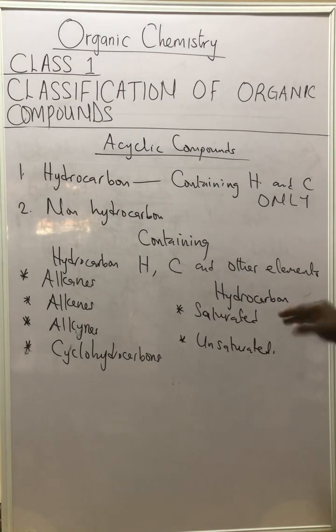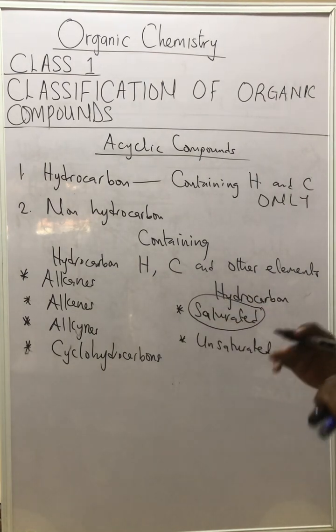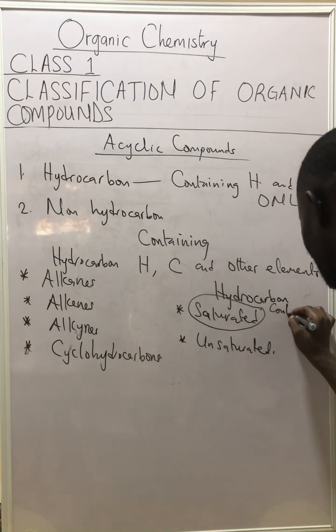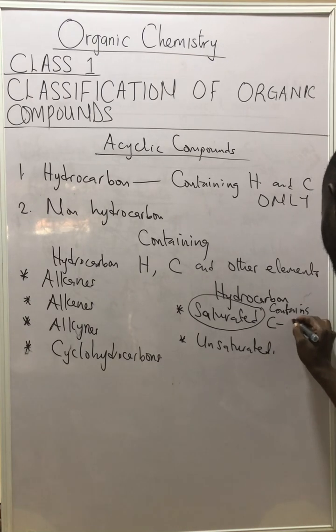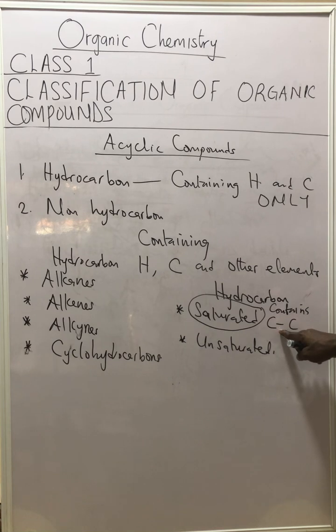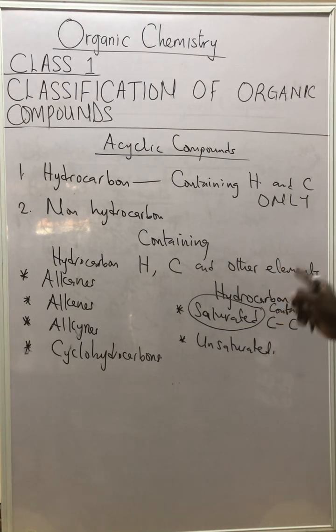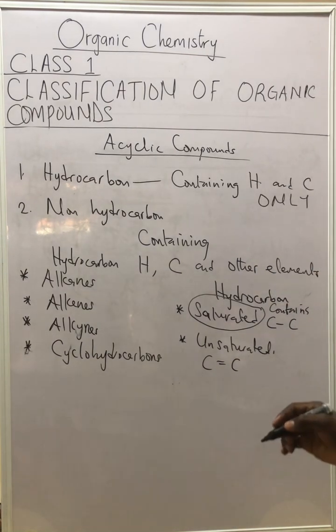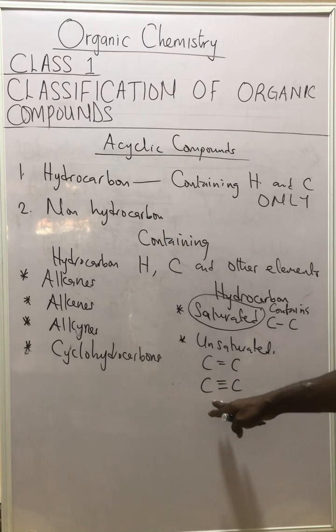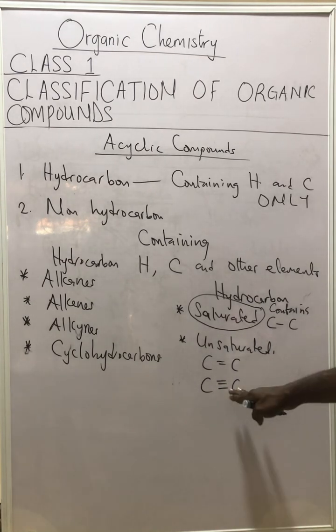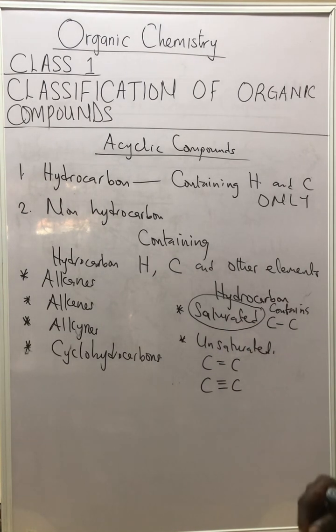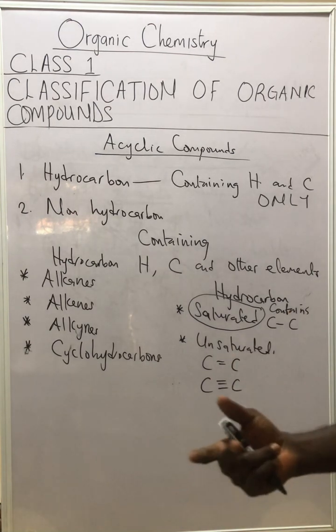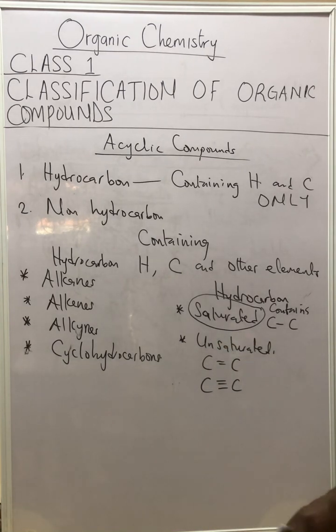What do we mean by saturated? The best way to remember this: it contains only carbon single bonds. Unsaturated, it may contain carbon double bond or carbon triple bond. So we say that these are unsaturated and these are saturated. Saturated means enough, complete. Unsaturated means not enough, not complete.